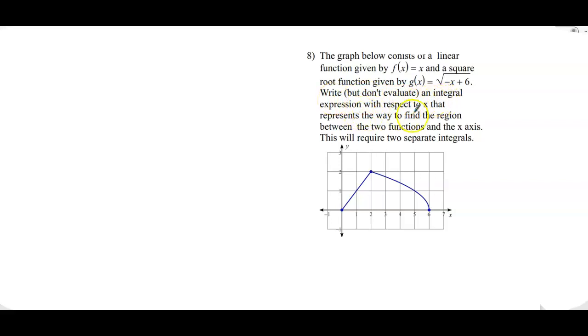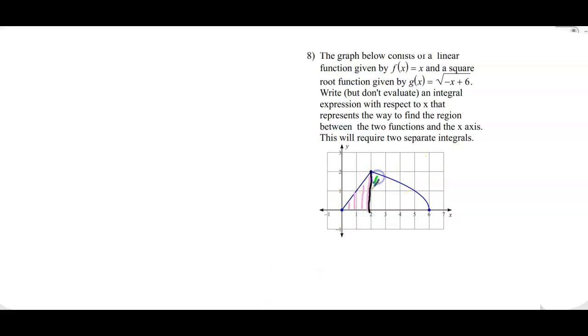Write an integral expression with respect to x that represents the way to find the region between the two functions and the x-axis. This will require two separate integrals. So this is a lot like the one that you asked about in lesson 7.4. We would have to split this up into two separate integrals. So we're going to have to do one where we find the area between the linear function and the x-axis.